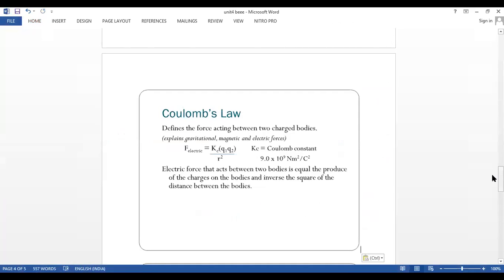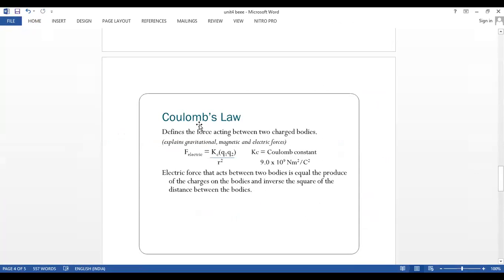Now you see, the new screen is visible, all of you. Coulomb's law means if you have two charges, a certain electrostatic force is present between the two charges. So what is the formula for Coulomb's law? Force F is equal to K Q1 Q2 by R square. Force between two charges, F is equal to K Q1 Q2 by R square.